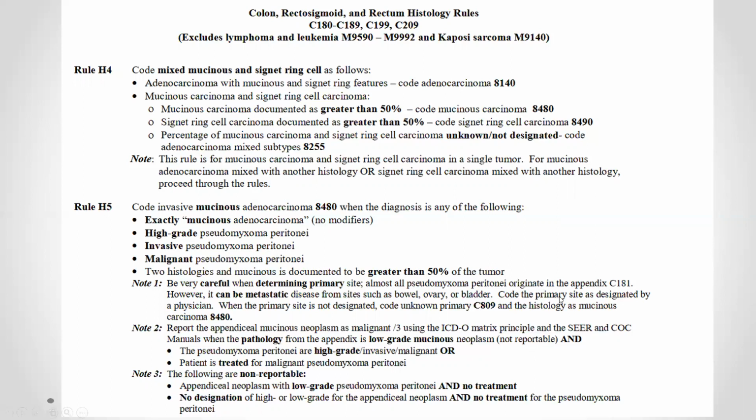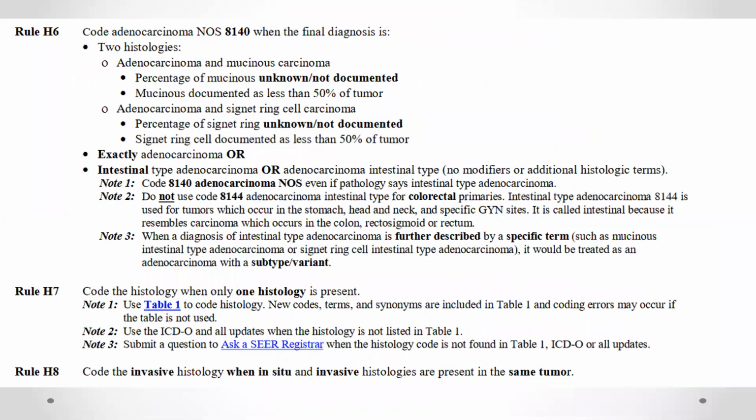H5 is for when you have a mucinous or an exactly mucinous adenocarcinoma. There's no modifiers. There's no combination. And then the rules go on. If you have an adenocarcinoma, if you don't know the percentages, or if it's less than 50%, you will go back and code it to the NOS. So very specific direction. And then obviously, if you just have one histology, code that histology using table 1.